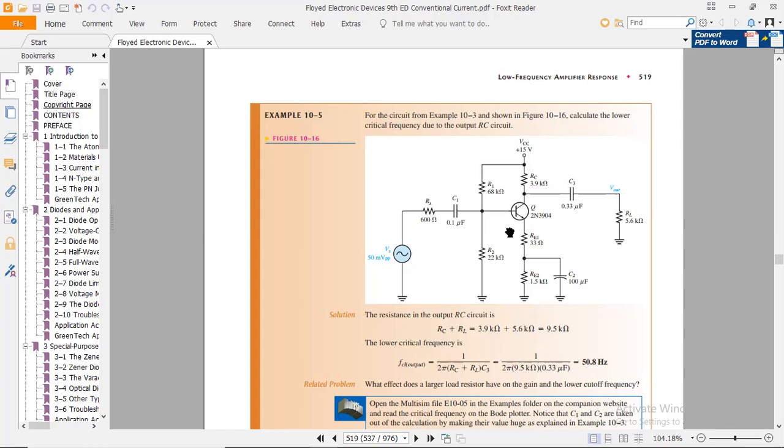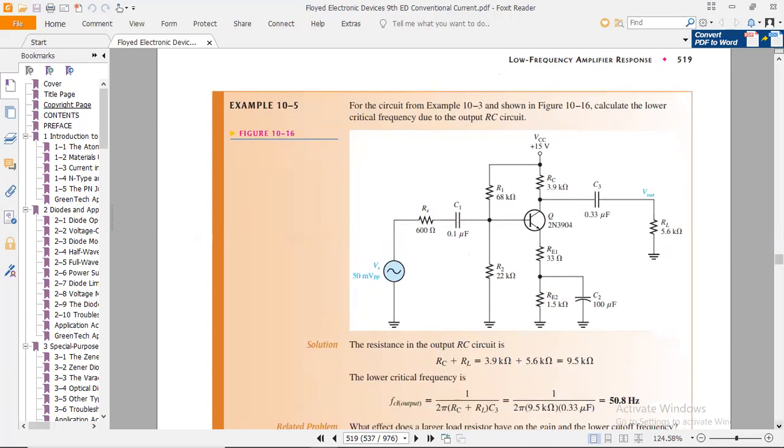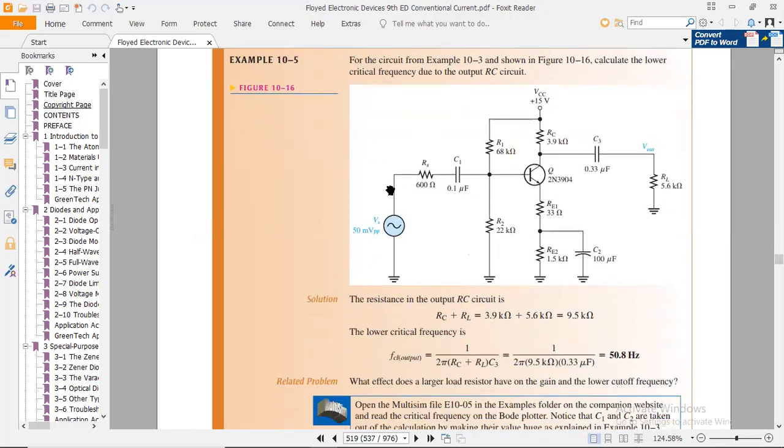And today we are discussing this numerical, example 10-3, for the circuit shown in figure 10-16. Here you can see: calculate the lower critical frequency due to the output RC circuit. In the circuit shared to you, every time you can see the RC circuit, there is an R and there is a C. Every time in lower cutoff frequency you always see an RC circuit.